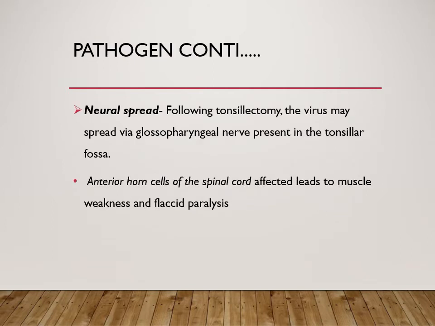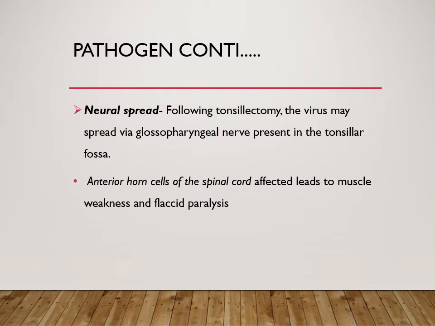Now, neural spread, although not common, can occur in case of tonsillectomy. If a child has a viral infection of poliovirus and at that time the tonsillectomy is done due to some problem in the tonsils, the virus may spread via the glossopharyngeal nerve, which is present in the tonsillar fossa. That can be a neural spread, which is very fast.